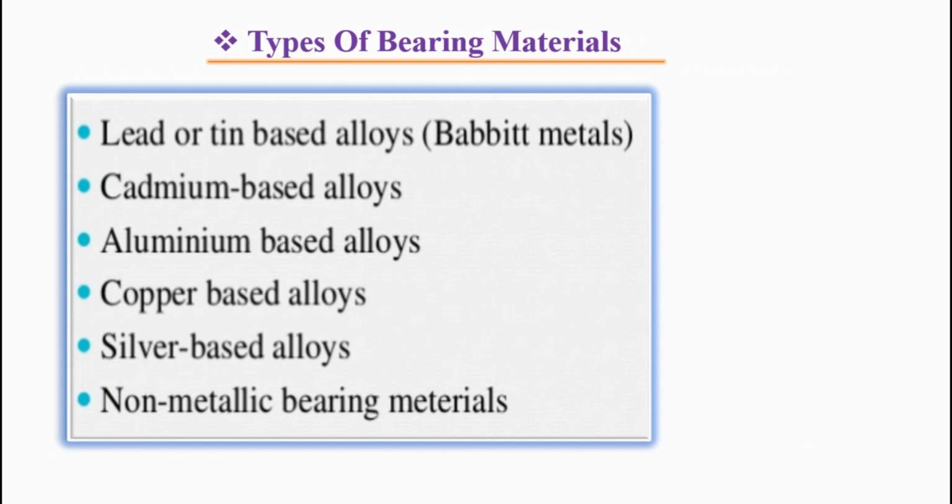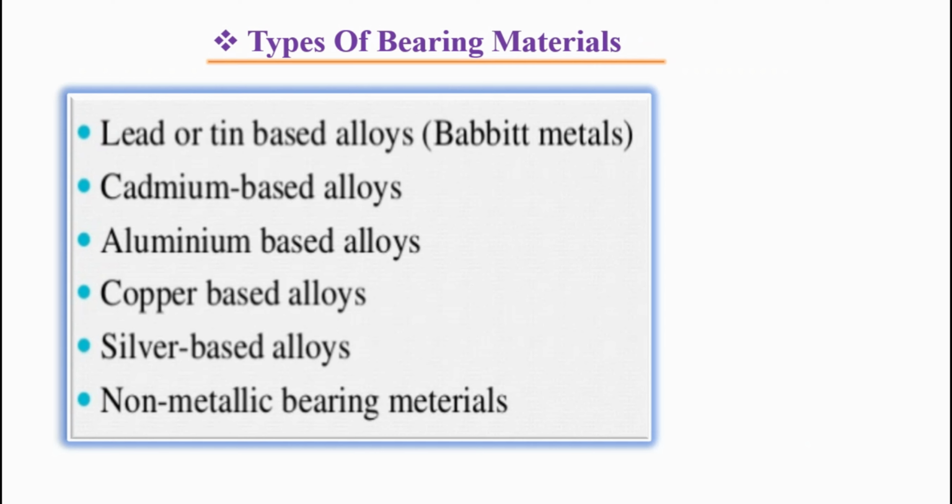The next is types of bearing materials. So guys, let me tell you what the various types of bearing materials are. First is lead or tin based alloys, that is Babbitt metals. Popularly they are known as Babbitt metals.